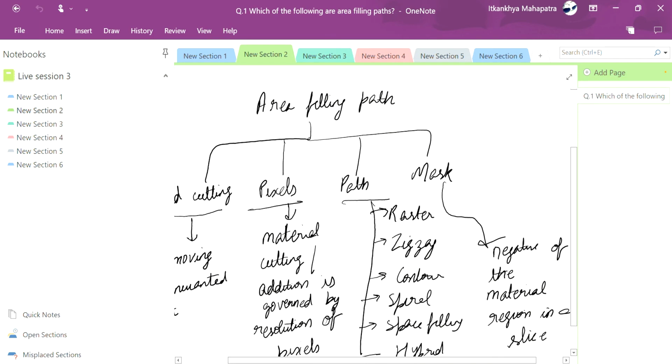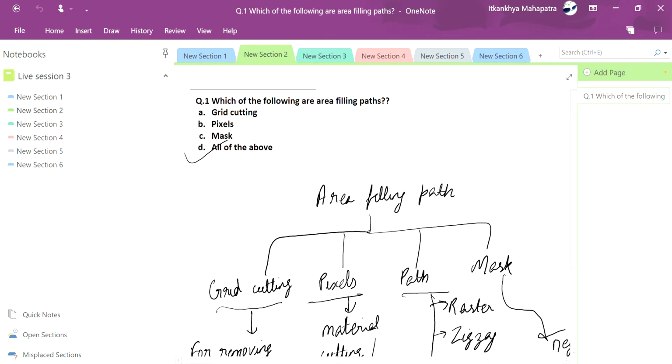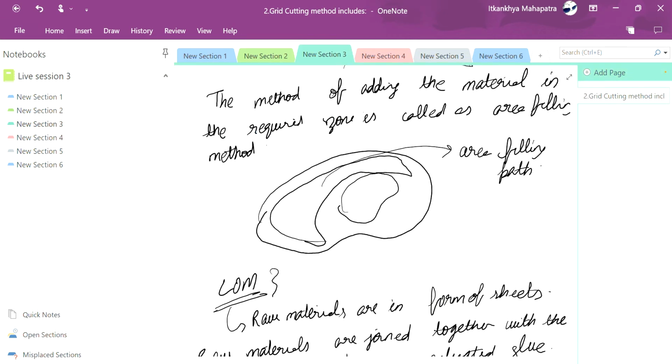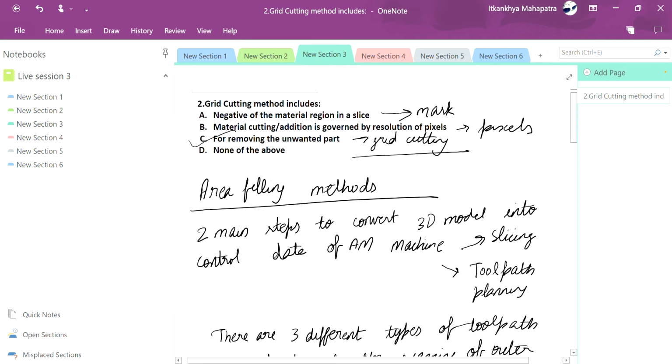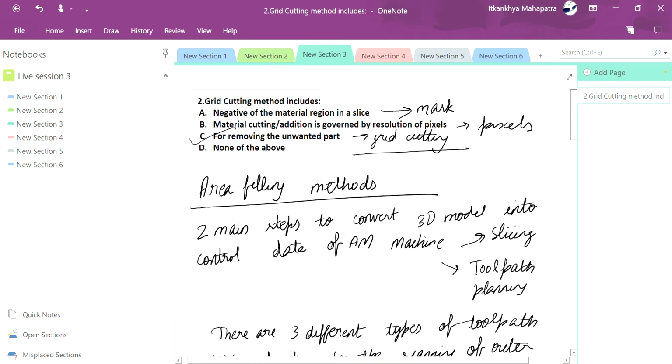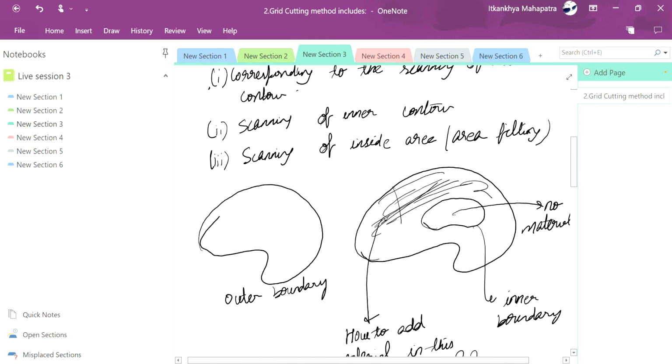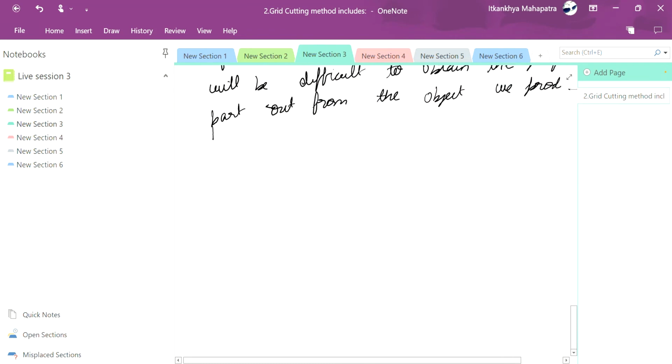If someone wants to refer to the first question, which is also similar, which of the following are area filling paths? The answer is all of them, because all three of them are area filling paths. Okay, so if there are no more doubts, we can move on to the next question.